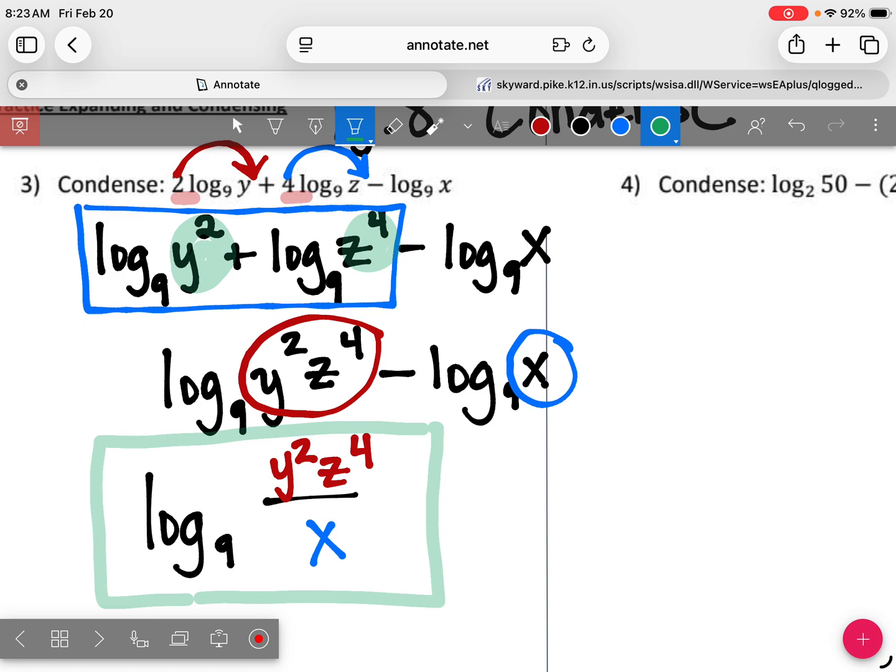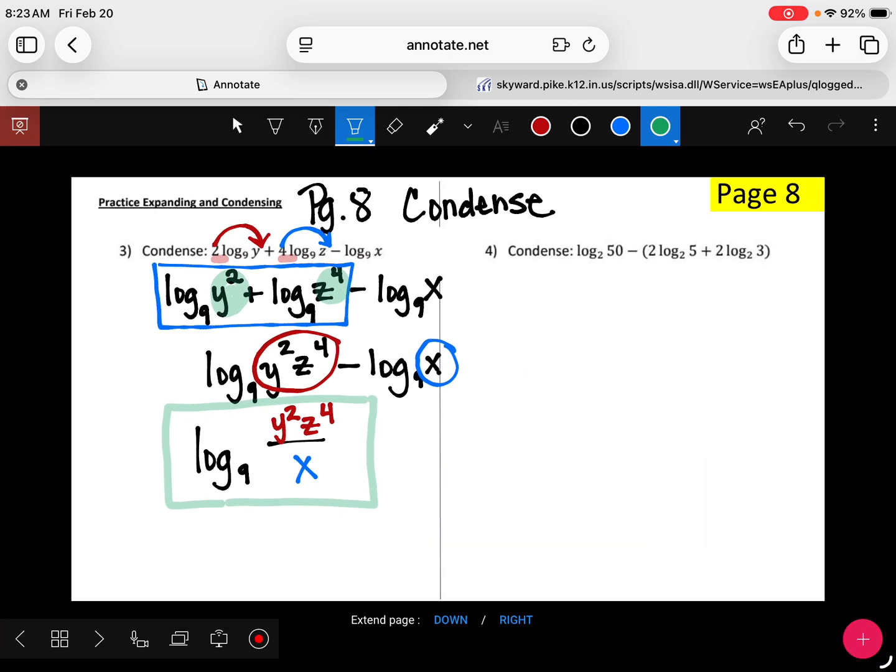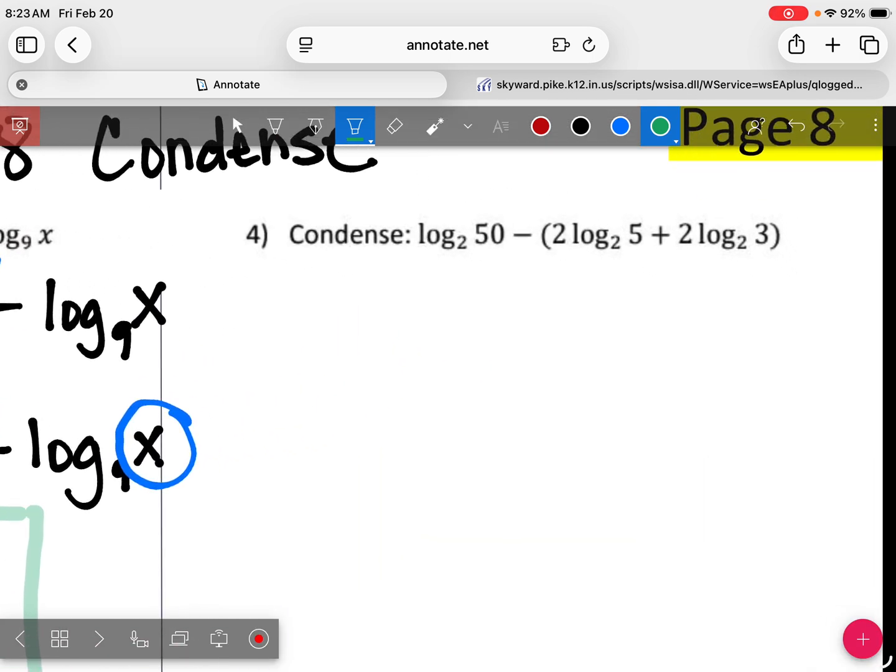All right, let's look at 4. So 4, first, we always, same order. Don't try to skip around, okay? See how this is right there and this is right there. The first thing I'm going to do, even though they're numbers, we're still going to do it the same, okay? I'm going to take that 2, move it to the exponent for 5. So that's going to become a 5 squared. And this 2 becomes an exponent of 3. So that's going to be a 3 squared.